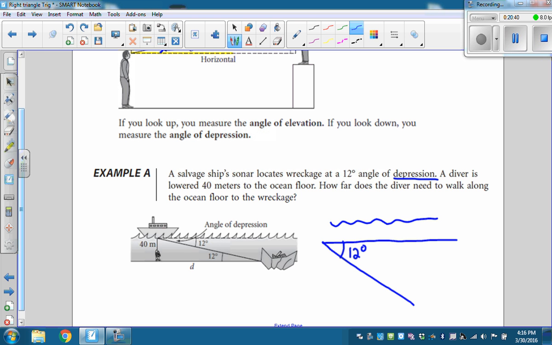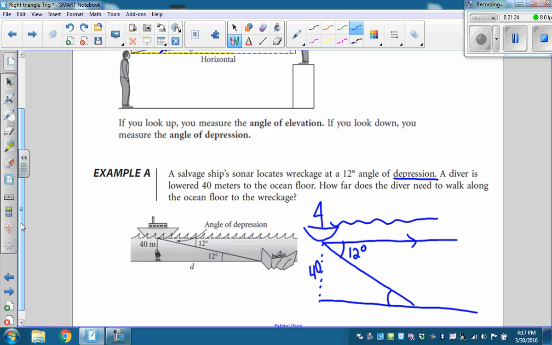A diver is lowered 40 meters to the ocean floor. So if your boat was here, you would think that you're going down 40 meters, okay? But the ocean floor is parallel to the ocean if everything was perfectly flat and still. But to solve a problem like this, we would just make the assumption that it's a parallel floor to the ocean to get a reasonable answer. There might be a little bit of error.